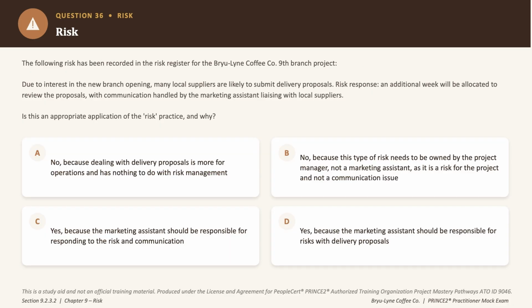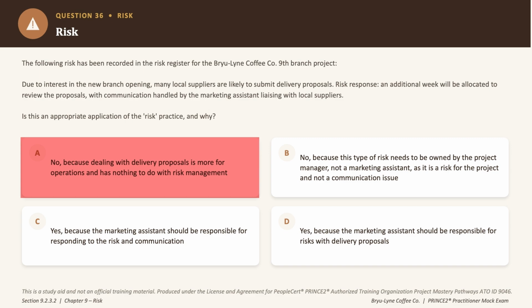Question number 36. So the local suppliers are submitting delivery proposals for the new branch, and the response, which is an extra week to review them, has been delegated to a marketing assistant for communication purposes. Now the question is: is this an appropriate application of the risk practice, and why? Now option A says no, because this has nothing to do with risk management, but that's wrong, right? Because supplier's responsiveness affecting delivery timescales is exactly the kind of uncertainty risk management exists to handle. So an incorrect answer choice.